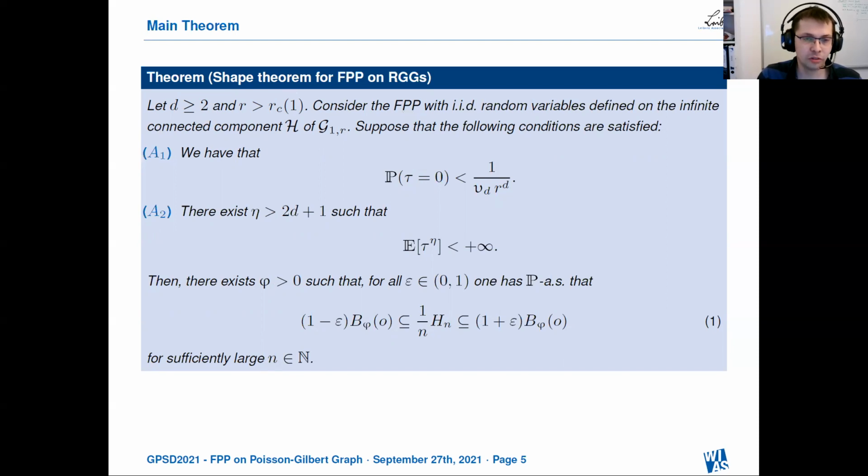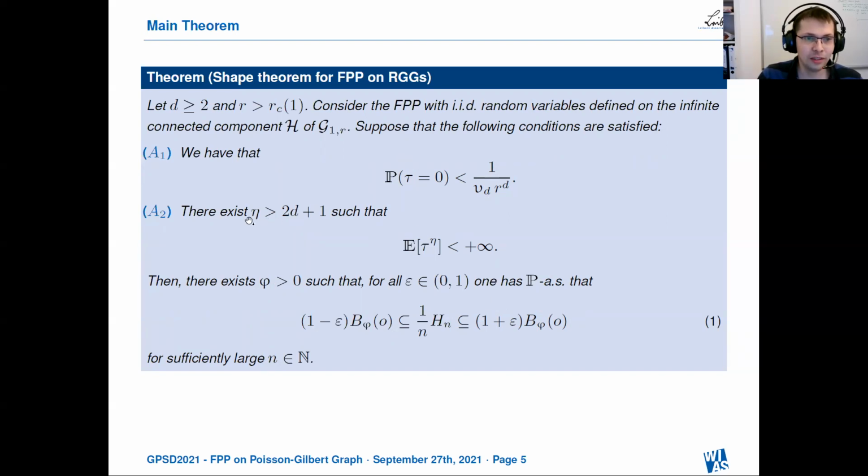Furthermore, we have two conditions on the distribution function of the weight. First of all, we have as a necessary condition that the graph of edges with weight 0 does not percolate itself. If this were the case, then after a finite amount of time, the infinite cluster of weight 0 edges is reached. And from this point, instantly, the whole infinite cluster is infected, and the shape theorem is not possible. Furthermore, this is a necessary condition.